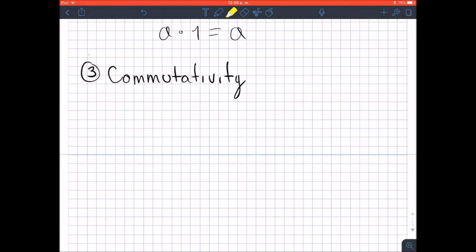The third postulate is about commutativity of the AND and OR operations. This means that you can write the operations in a different way. For example, A plus B can be written also as B plus A, and it's going to be the same. Also, A times B can be rewritten as B times A.